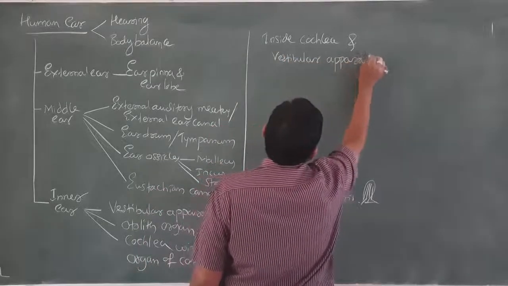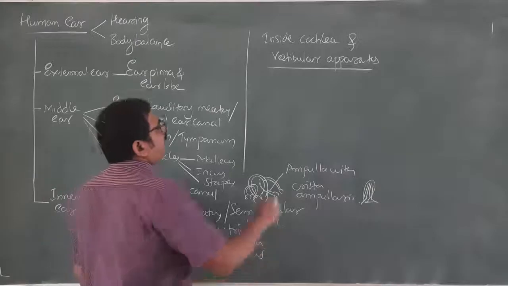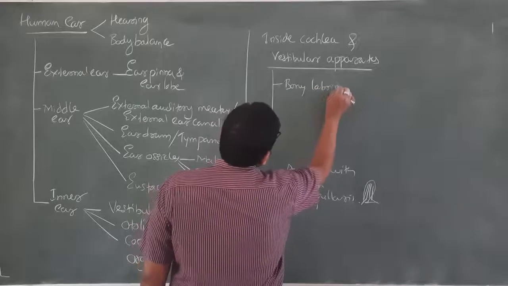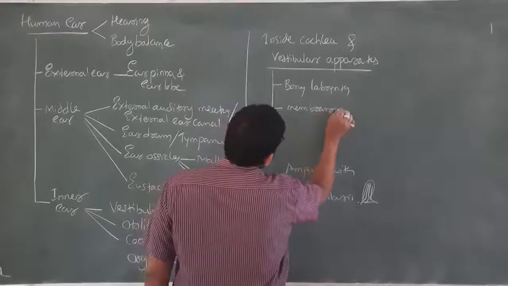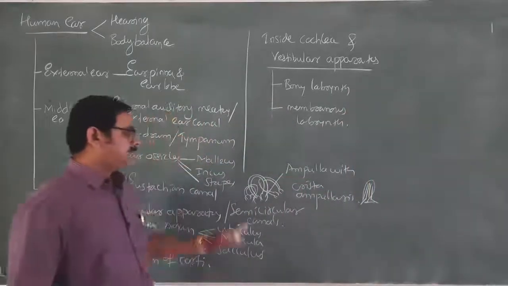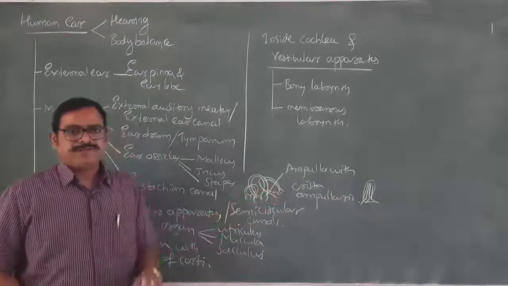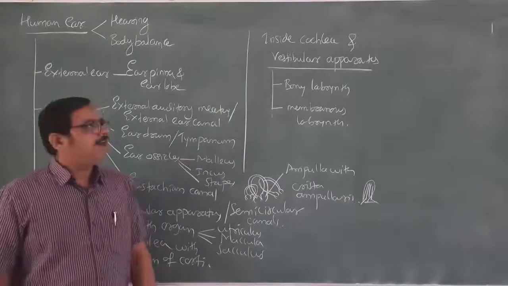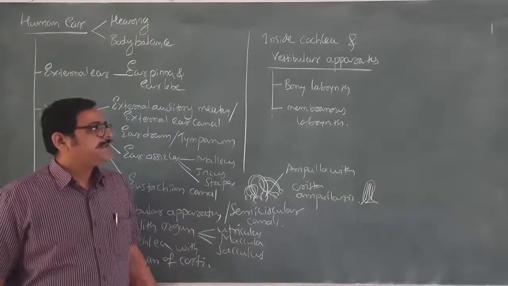In the vestibular apparatus, we find the structures mainly called the bony labyrinth and the membranous labyrinth. This outer structure, whether it is the cochlea coil or the semicircular canals, is hard outside. That is called the bony labyrinth. Inside, they have a membranous structure that holds a fluid. That is called the membranous labyrinth.